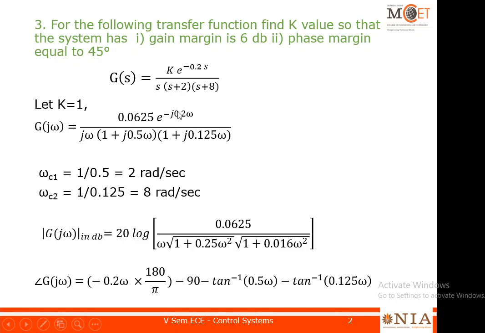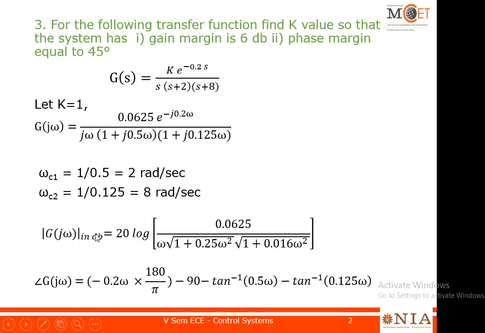So you know that r is the magnitude and theta is your phase. So obviously for this term magnitude is 0.0625 and phase is minus 0.2 into omega. Since this minus 0.2 into omega is in radians, to convert that into degrees, I have multiplied it with 180 by pi, so that you will get it in degrees. Other terms are already in degrees. This is 90 degrees, and since you apply tan inverse of 0.5 omega, you will get it in degrees. So everything is in degrees except for this, which I have converted by multiplying by 180 by pi.